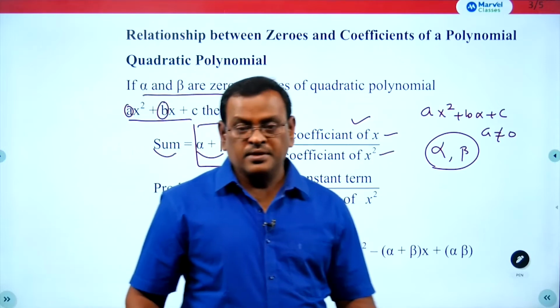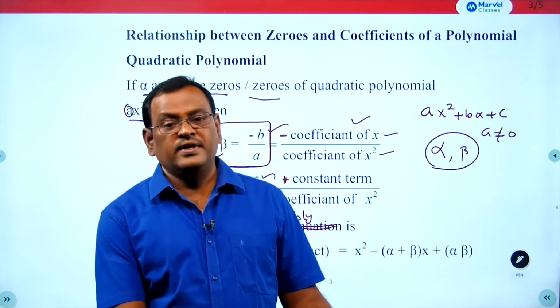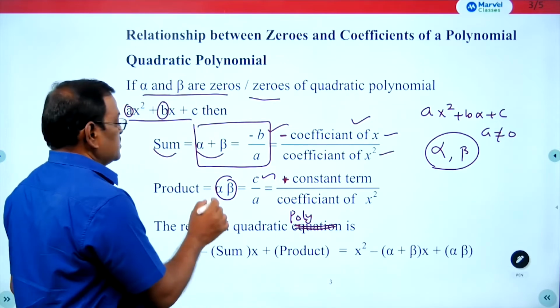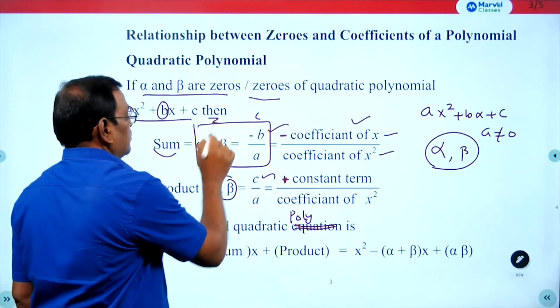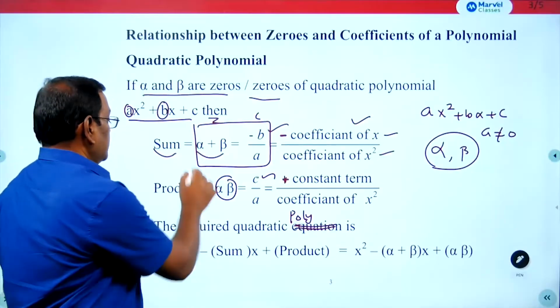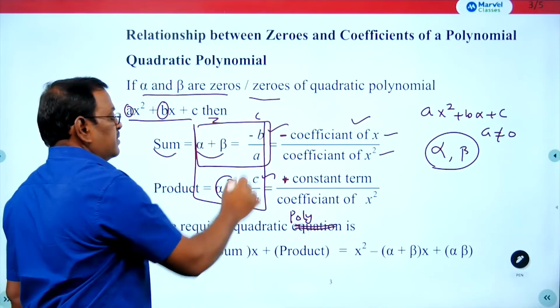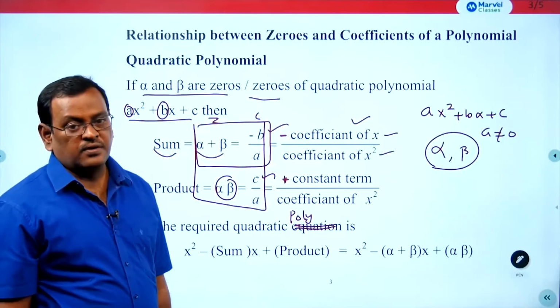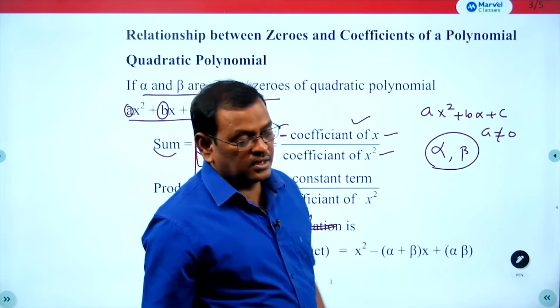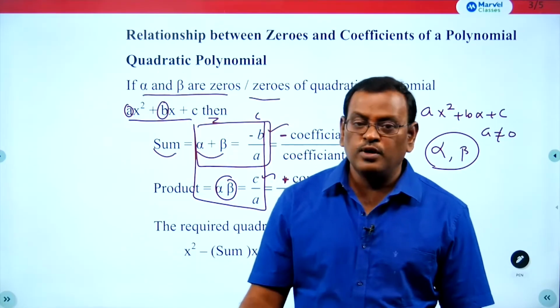If a polynomial is given, find the zeros and verify the relation between zeros and coefficients. This is the relation between zeros and coefficients: alpha plus beta equals minus b by a and alpha beta equals c by a. These two are the relations between zeros and coefficients of a quadratic polynomial. And apart from this relation, one more concept is there.